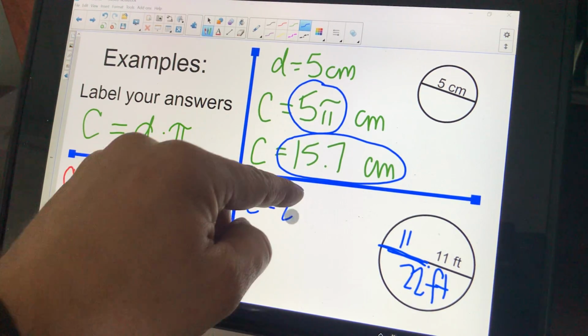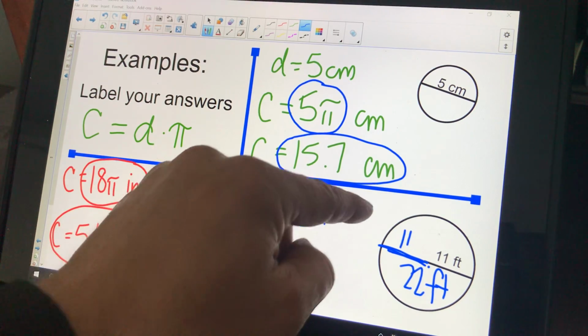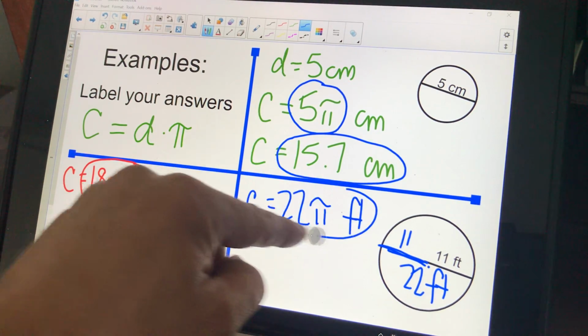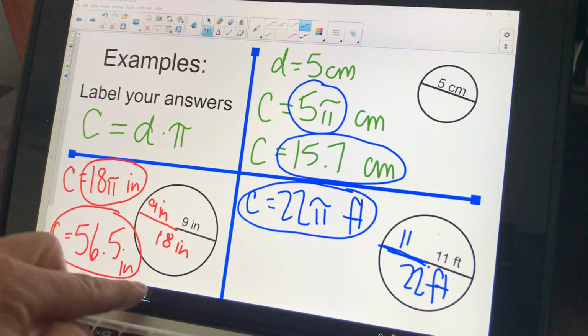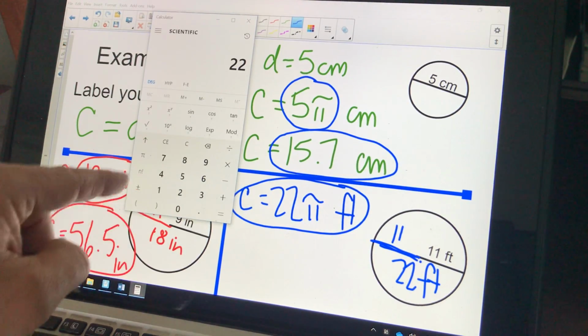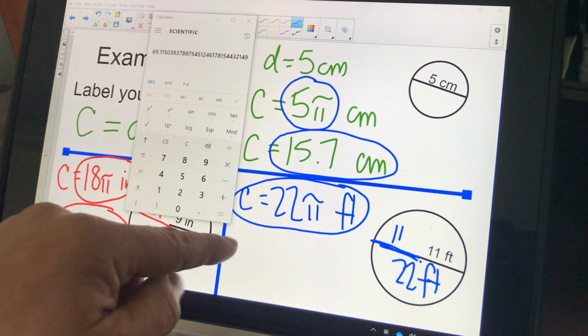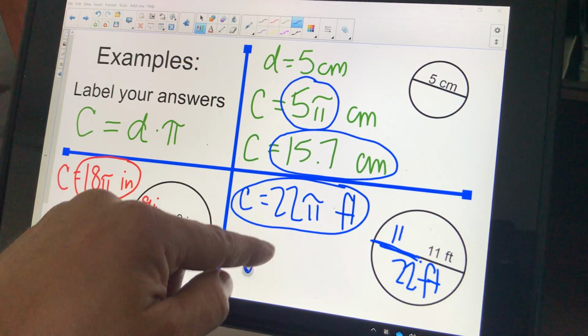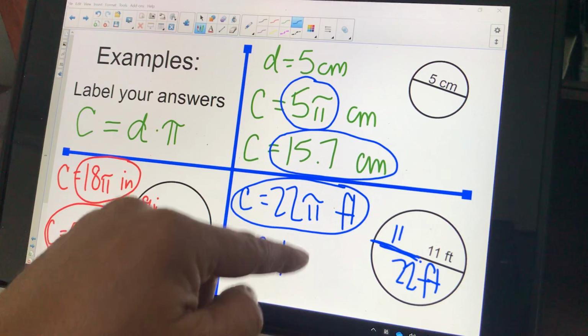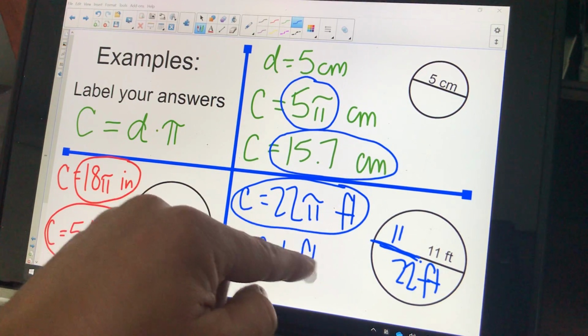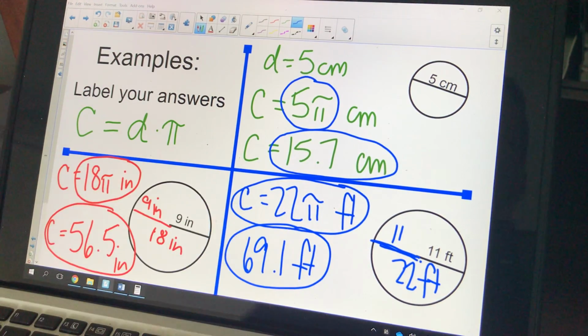22 feet is the diameter. C is equal to 22 pi feet. Okay? I'm going to go to my calculator and multiply that out. 22 times pi equals 69.1 feet. Okay? Examples of how to find the circumference.